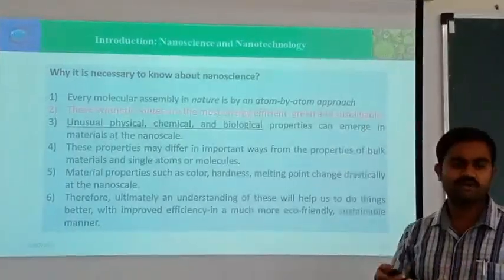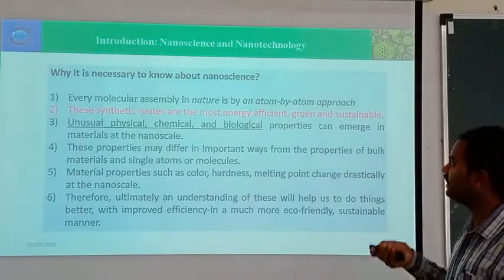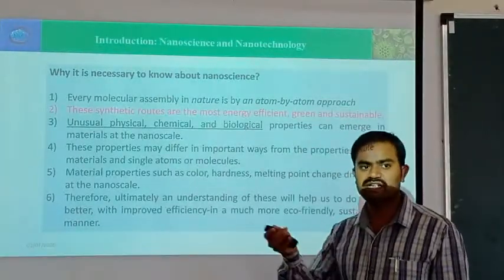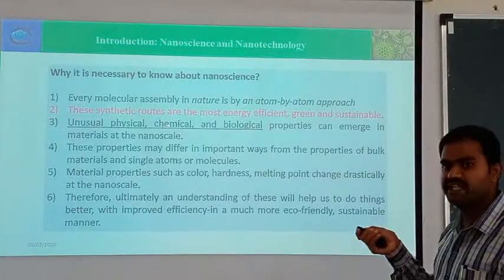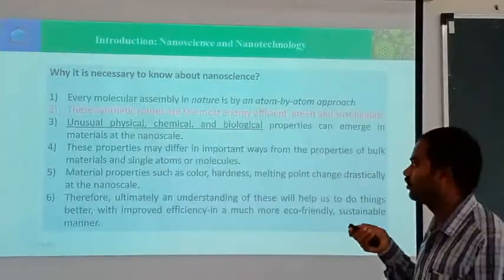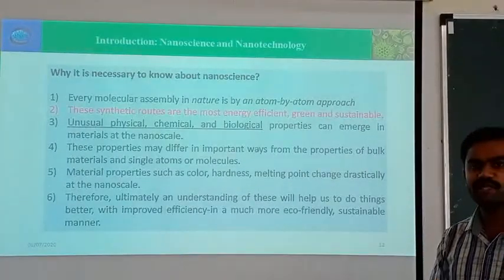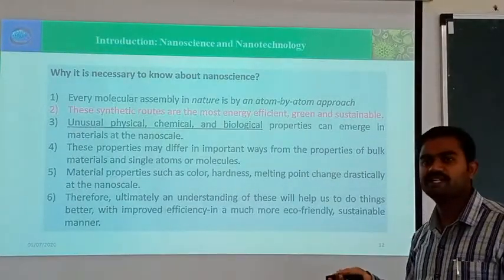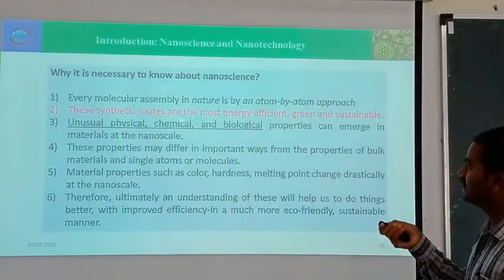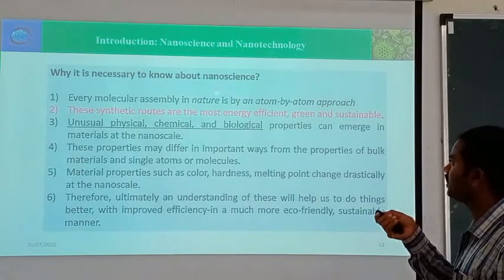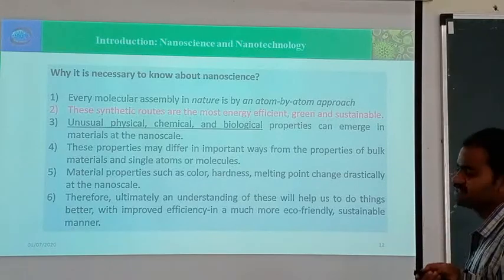Some atoms come together to form a molecule, molecules come together to form a cluster, and then clusters form a bigger object or grain. Then that grain forms a particular material, which we call a nanomaterial if it is in the range of 1 to 100 nanometer. Beyond that, at the micrometric scale, we call it just bulk material. These synthetic routes are used to synthesize nanomaterials. The synthetic routes are most energy efficient, green and sustainable.